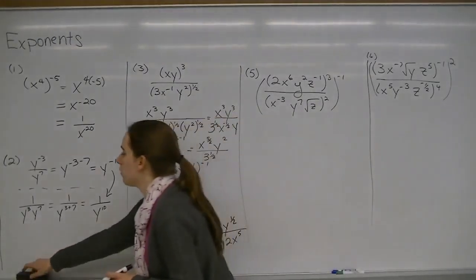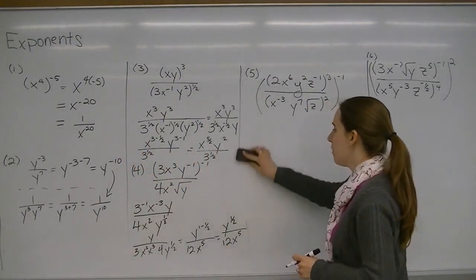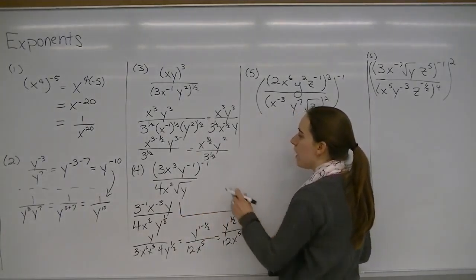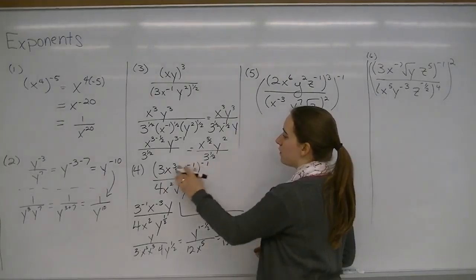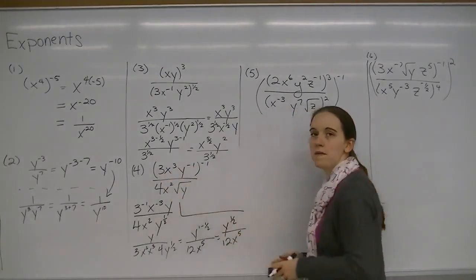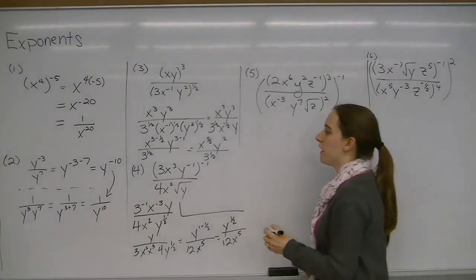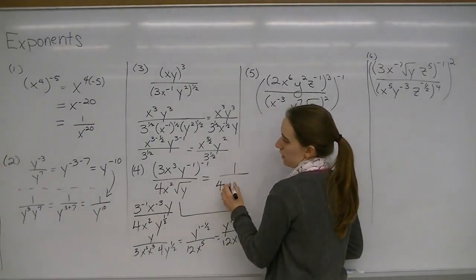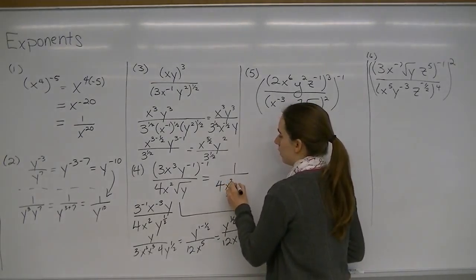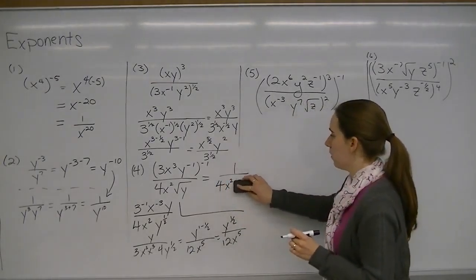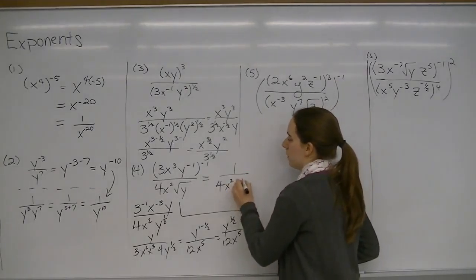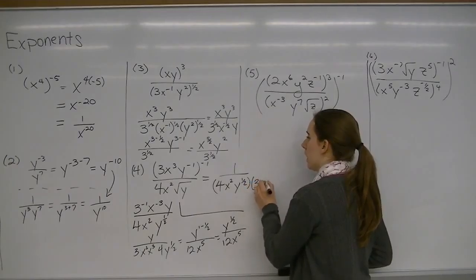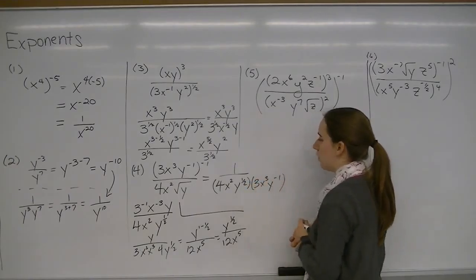So now just as an illustration, again, there are a couple different ways you even could have gone once you were in here already. If I did this the other way, so instead of bringing the power through, I brought that whole thing down to the bottom first, I'd get 1 over 4x squared, square root of y, which I'm going to write as y to the 1/2, times 3x cubed y to the negative 1.